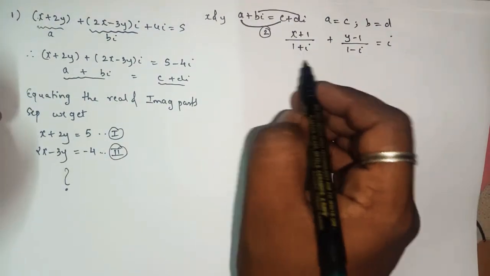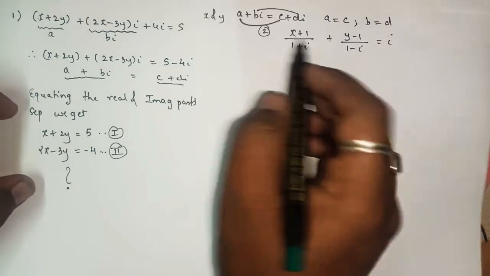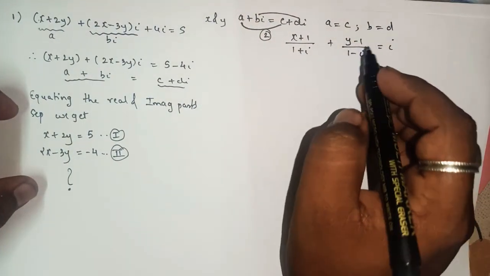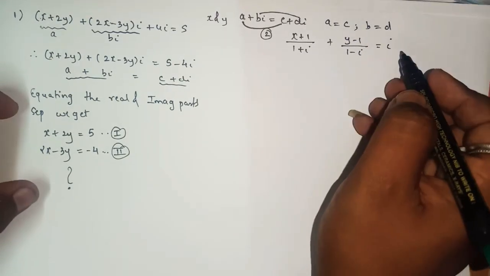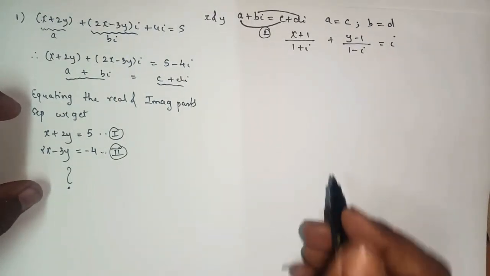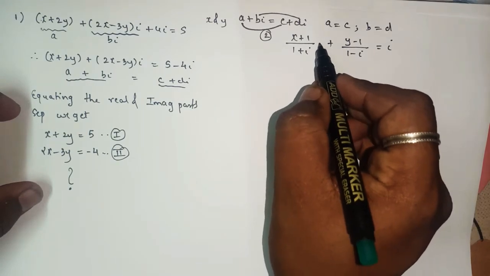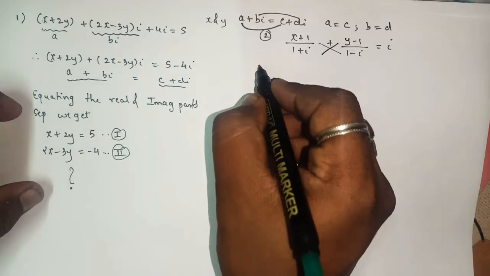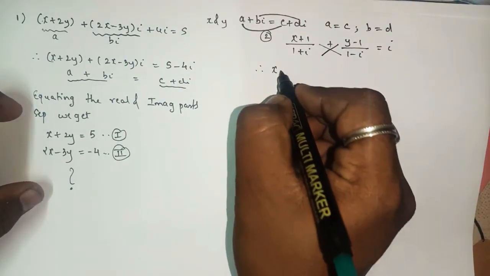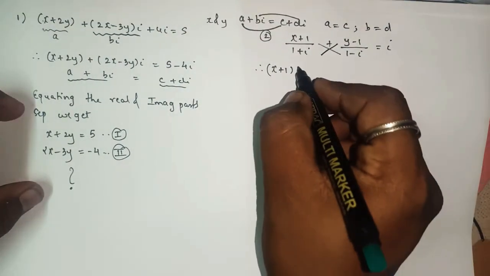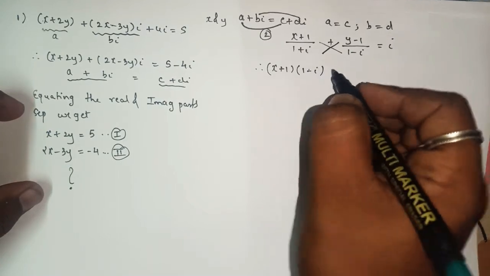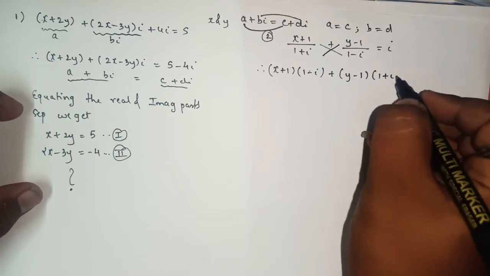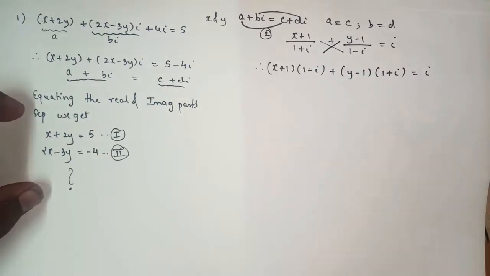Here the pattern of the question, compared to the previous one, is different, as the question is in the form of numerator upon denominator, numerator upon denominator equals i. As the connection is plus, we can do a simple step, just cross multiply. So what you will get is x plus 1 into (1 minus i), plus (y minus 1) into (1 plus i), equals, keeping this i as it is.